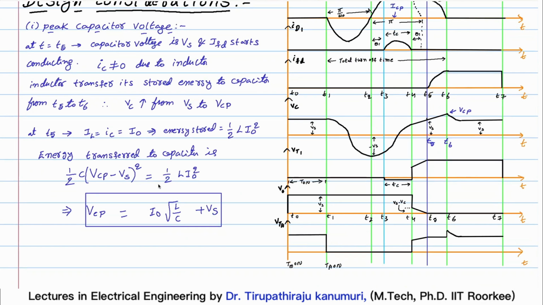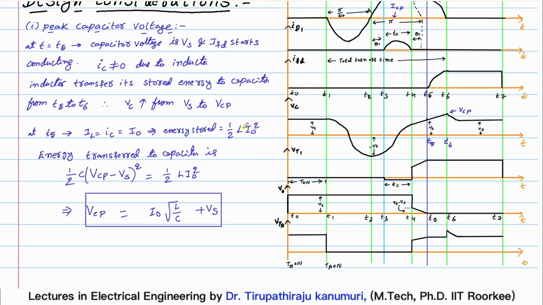The same thing I am mentioning here: at t equal to T5, the capacitor voltage is Vs and the freewheeling diode starts conducting, but IC is not equal to 0. Why? The energy stored in the inductor is transferred to the capacitor. So Vc increases from Vs to VCP during the duration T5 to T6. At T5, the value of IL equals IC equals I0. So the energy stored in the inductor at that instant will be half L I0 square. This energy is transferred to the capacitor.